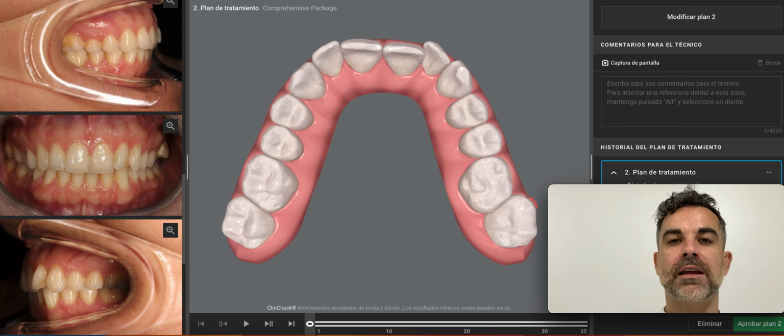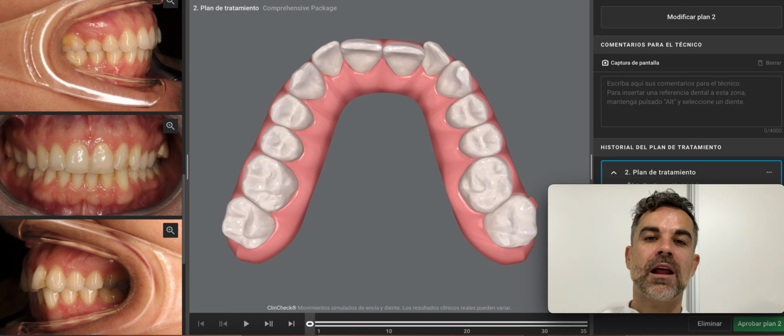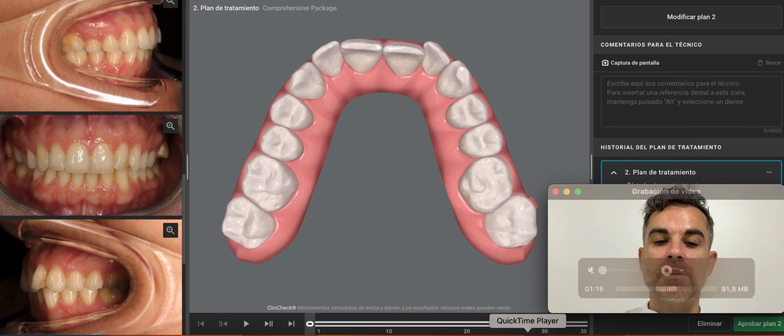You know, we usually stage the torque change in incisors first by proclining just the crown and then retroclining the whole tooth at 1 degree of palatal root torque. And this is what we're going to do.